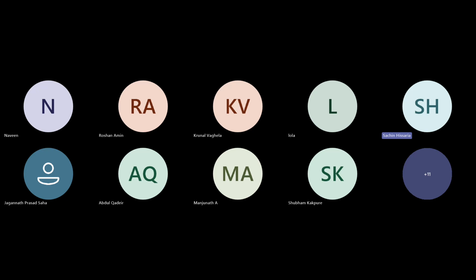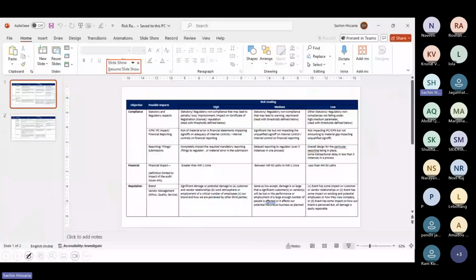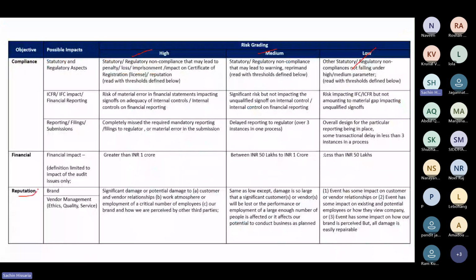Perfect, Jagannath. And in our risk rating metrics also, we are considering one of these parameters, correct? Where reputation... let me just reshare my screen. If you remember in my audit, this is my risk rating metrics, correct? And we have added one objective related to reputation: if this risk materializes, what would be the possible impact in terms of brand, in terms of vendor management, and what would be the impact on the organization in terms of losing a customer or vendor relationship.